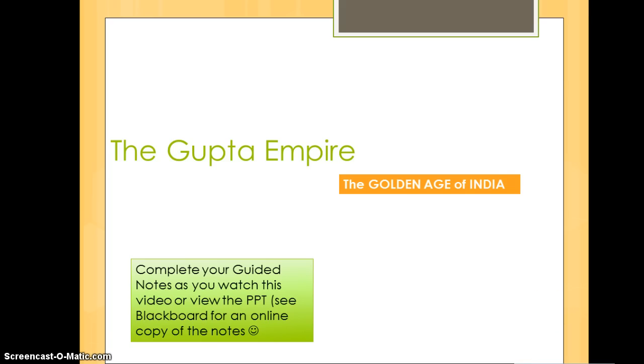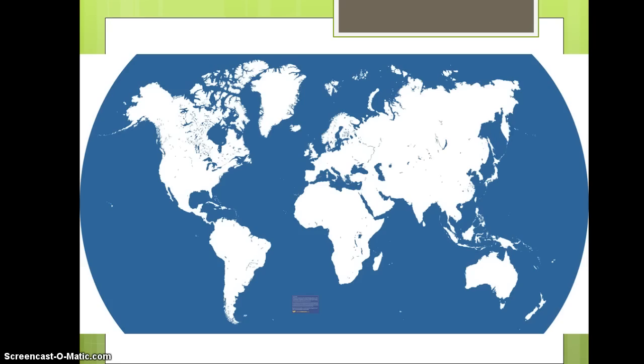Here we go, the Gupta Empire. Before we start, I always like to locate myself in place. So here we have a world map. I always look for Africa, and I identify the Americas, because those are my two hemispheres, the Western Hemisphere and Eastern Hemisphere. And here we have the continent of Asia, and I always look south. We have the Indian subcontinent right there, where the cursor is.